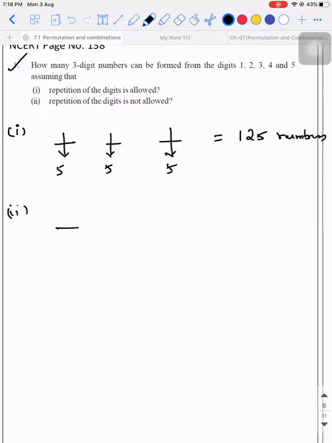Without repetition, 5 ways, 4 ways, and 3 ways. How much is it? 60 ways. So you can produce 60 numbers without repetition. That's the meaning. Is it clear? Yes, sir. It's a simple problem. Shall I move on to the next one?